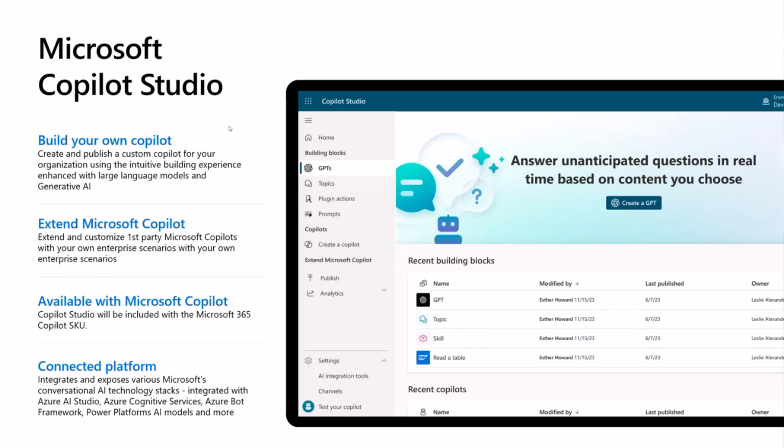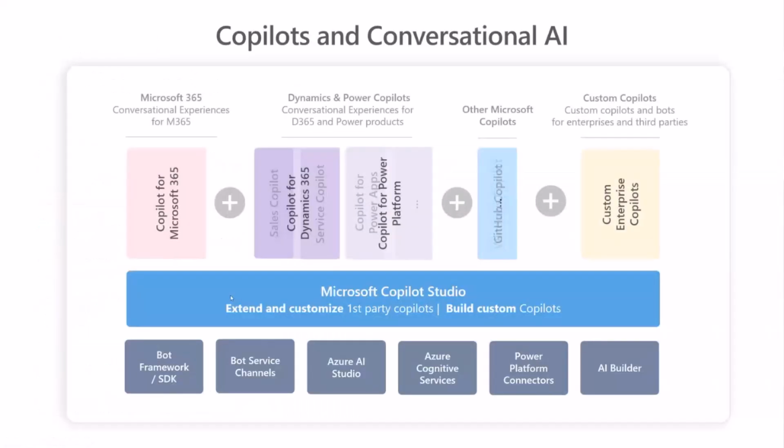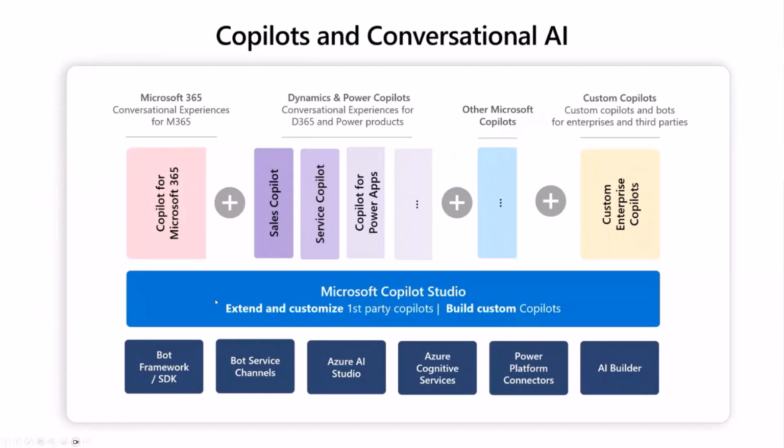So let's take a quick look. I've not got many slides, but I really wanted to call out where Copilot Studio sits. Like I said, we're spanning the spectrum from building your own custom copilots on the right-hand side of this diagram, right through to Copilot for Microsoft 365 on the left-hand side. And then there's a number of Dynamics copilots. So it's really sitting at that foundation level underneath all of those.